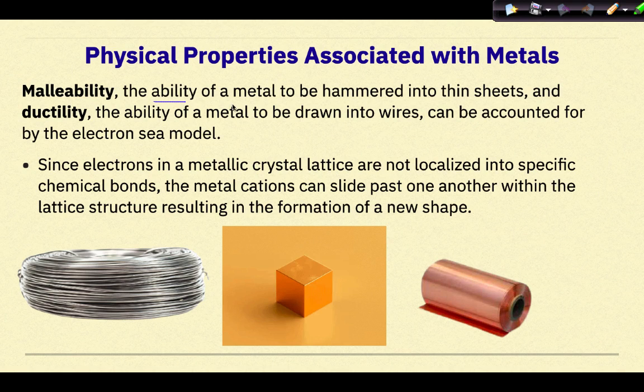Malleability, the ability of a metal to be hammered into thin sheets, and ductility, the ability of a metal to be drawn into wires, can be accounted for by the electron-sea model. Since electrons in a metallic crystal lattice are not localized to specific chemical bonds, the metal cations can slide past one another within the lattice structure, resulting in the formation of a new shape.